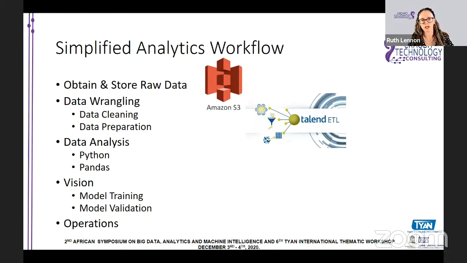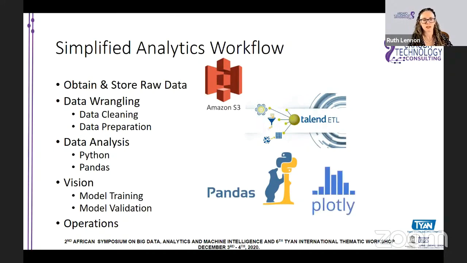You could use Talend to do that. So Talend would draw the data from the bucket and then deal with the data prep. From there, we could do our data analysis, and we can use, again, many different types of languages. We could use R, we could use Python. I'm a big fan of Python for many reasons. So I'm going to say we'll use Python, and we'll also use pandas to help us with data management and dealing with it.